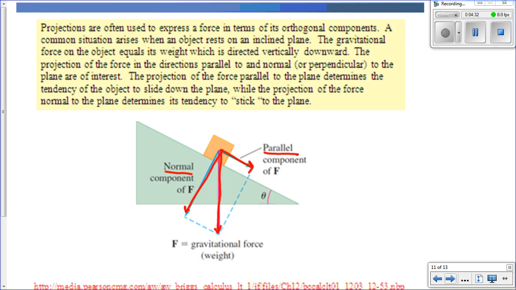Okay. Now the two things going on here is we have the projection of the force in the direction that's parallel. That one determines the tendency of the object to slide down the plane. So if you want to try to hold the box in place, you have to figure out the amount of that force that's tending to pull that object down the plane. Now also, this normal force is giving you the tendency of the object to stick to the plane. So you've got these two components, the parallel one that's making it come down the plane, and the normal one is the one that's making it stick to the plane.